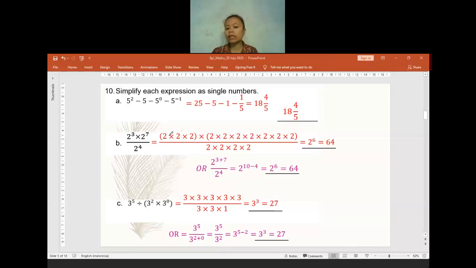For the 10B, maybe if you still do not understand yesterday's lesson about adding the powers, or we can subtract the powers directly, I will expand all of the numbers here. 2 to the power of 3 means there are 3 numbers of 2, we need to multiply them. 2 to the power of 7 means there are 7 numbers of 2, we multiply all of them. 2 to the power of 4 means there are 4 numbers of 2. We multiply all of them.